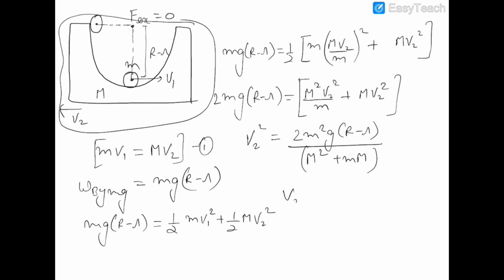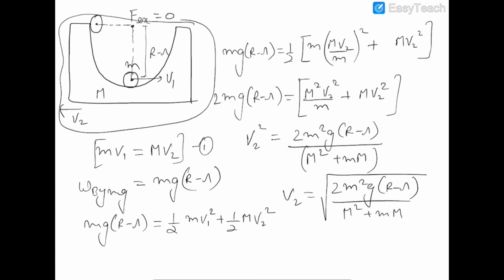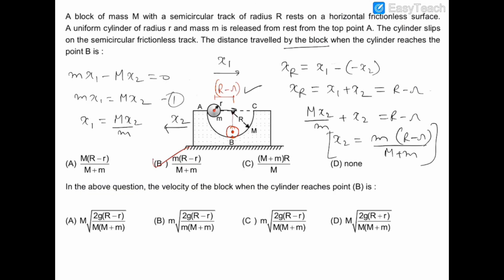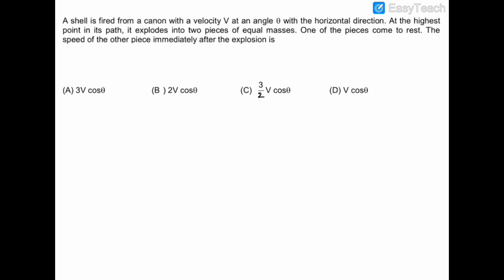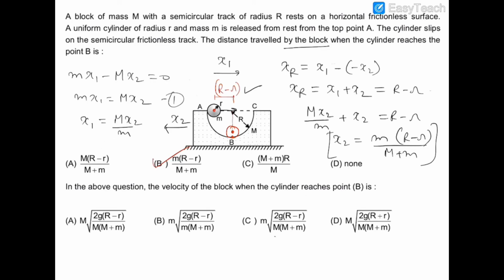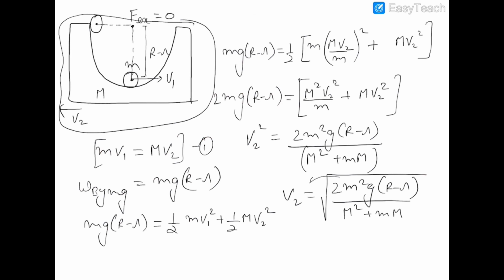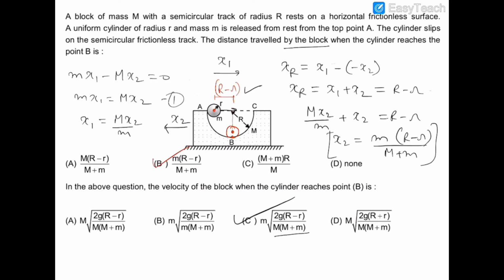And v2 is equal to root of 2 m square g into R minus r upon M square plus M m. So let us check the correct answer. So small m is coming outside, and in the denominator it is capital M square plus M m. So the correct answer will be option number C.